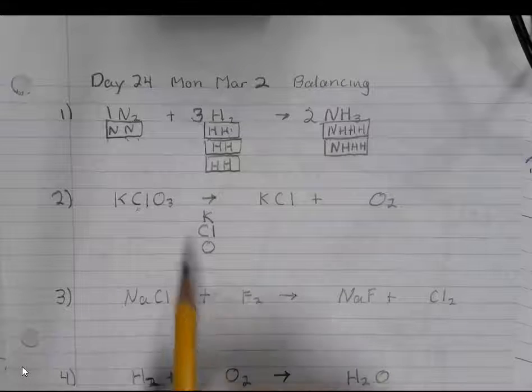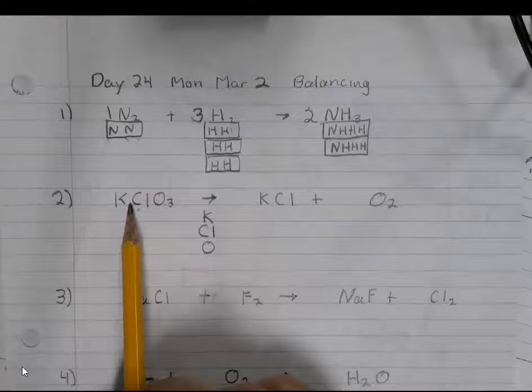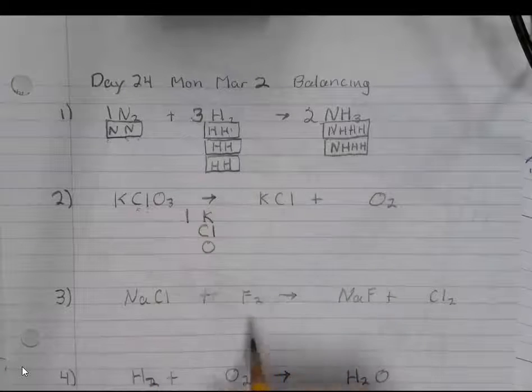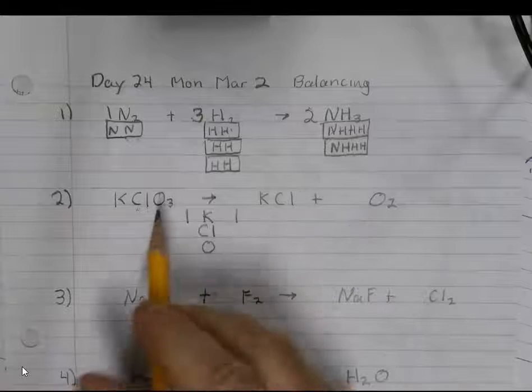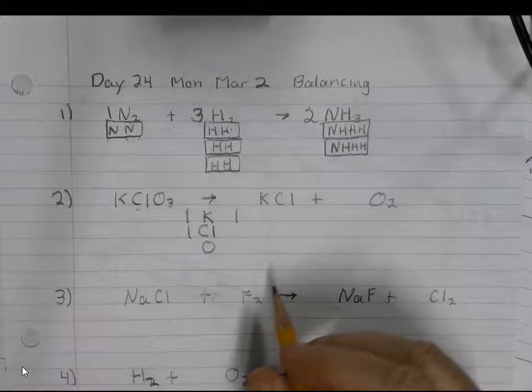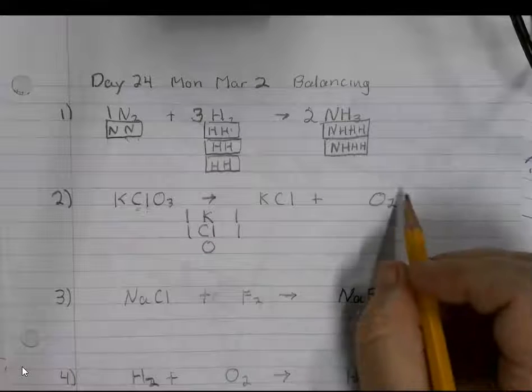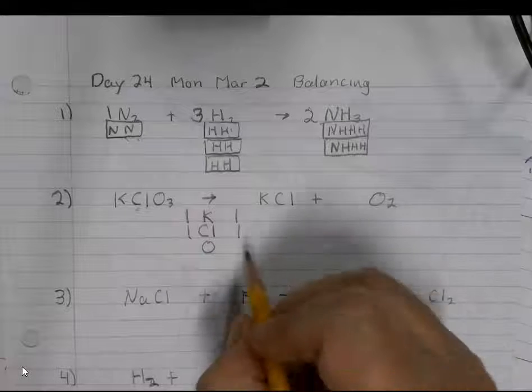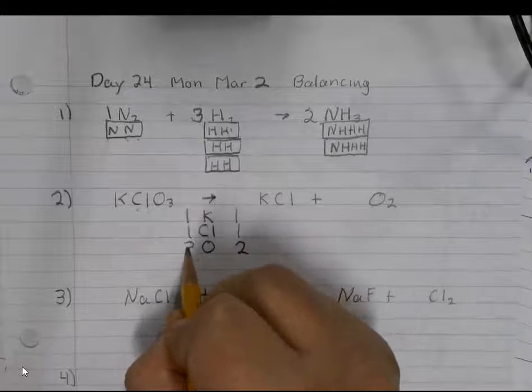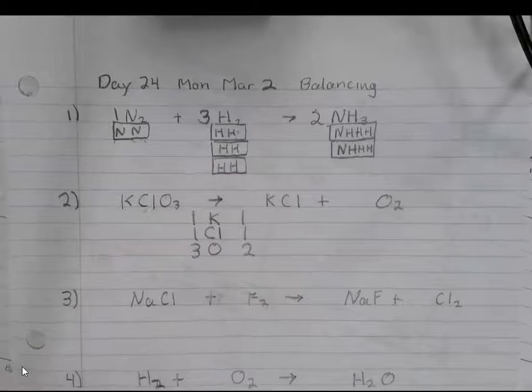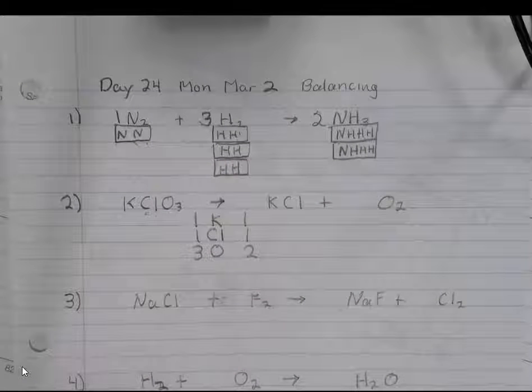So now we count atoms. Subscript there is 1 since you don't see anything, so there's 1 potassium, 1 potassium. Chlorine, we have 1 over here. Over here we have 1. Oxygen, we have 2 over here, and we have 3 over here. So everything is in balance except for oxygen.